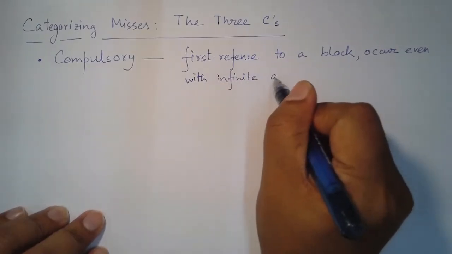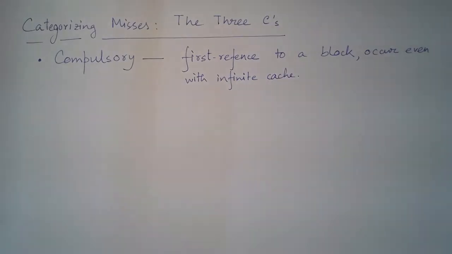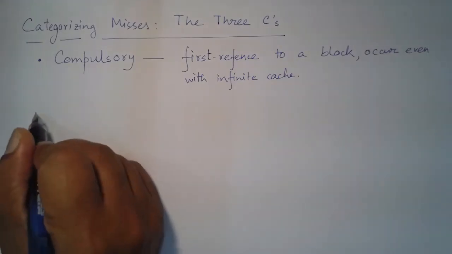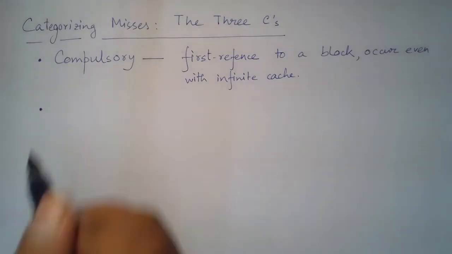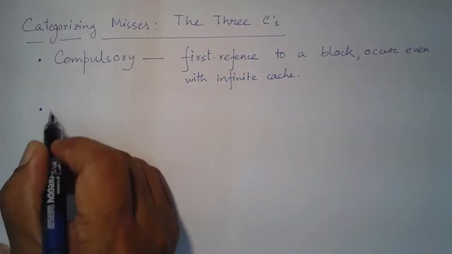All right. I hope this makes sense. As the name suggests, it is a compulsory miss: the first reference to a block, and it occurs even for an infinite cache. The next one we will be talking about is called capacity miss.